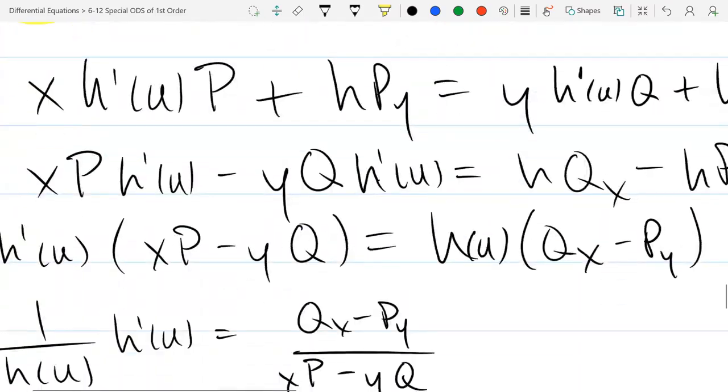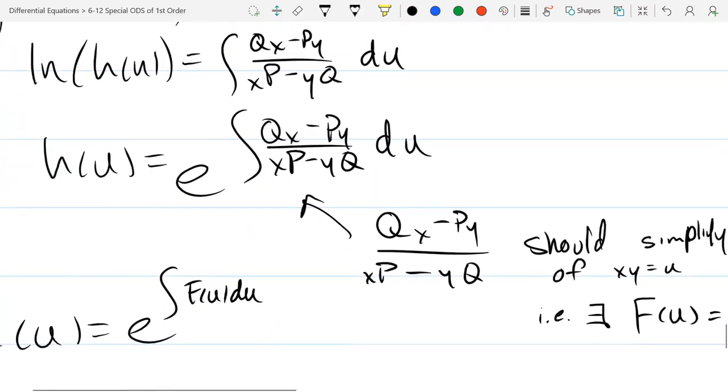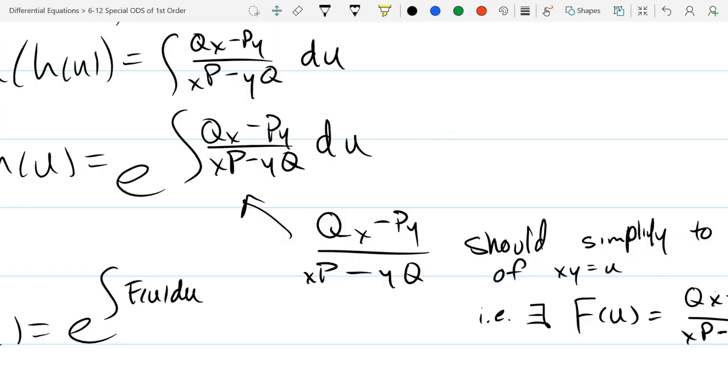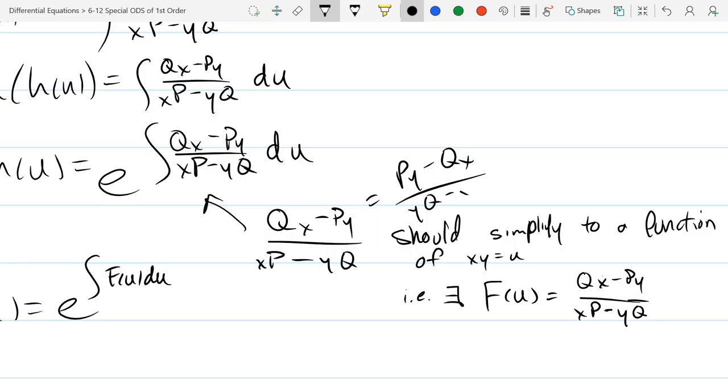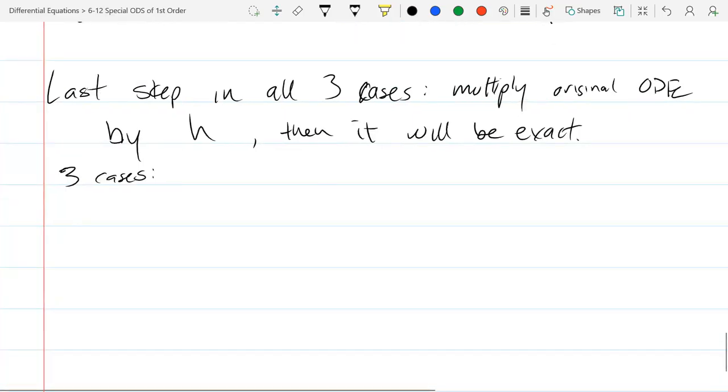And the third one, we've got to do the same thing here. So we'll reorder this the other way. So it's py minus qx, and then we'll change the order in the denominator also, so that they all have the same numerator. So this one, if we change the order, py minus qx divided by yq minus xp. So we're basically multiplying numerator and denominator by negative 1, so that all three numerators are the same, and just the denominators change. Three cases.